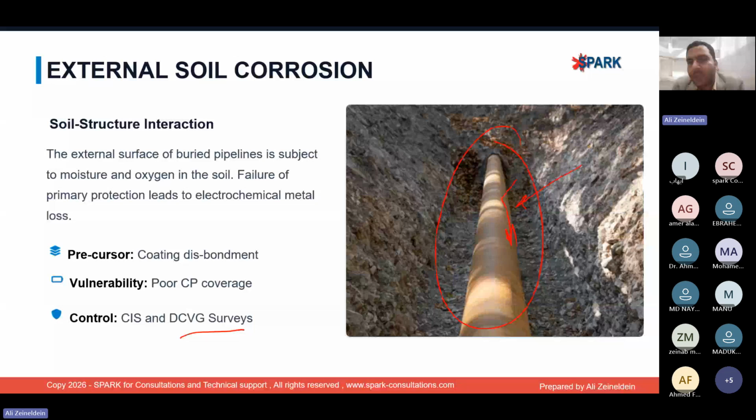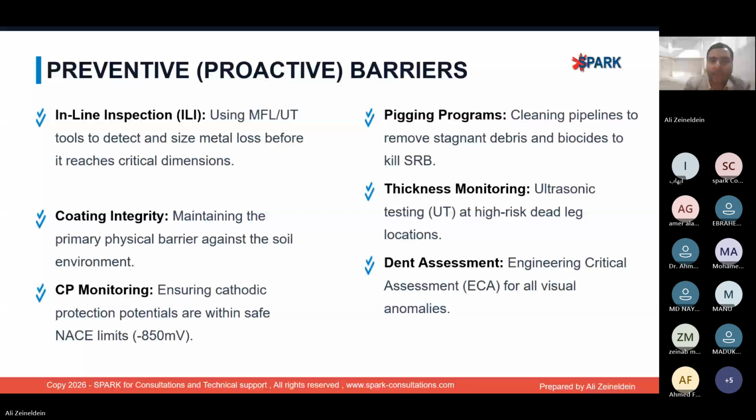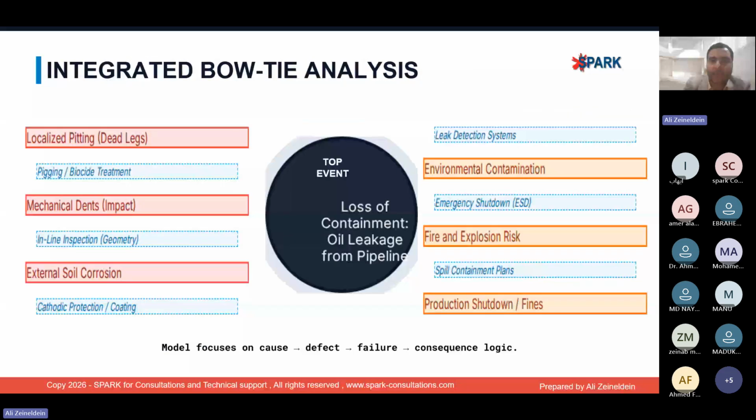Here also some protective barriers for the pipeline. This is one of the process safety investigations, and also these are some mitigation actions.